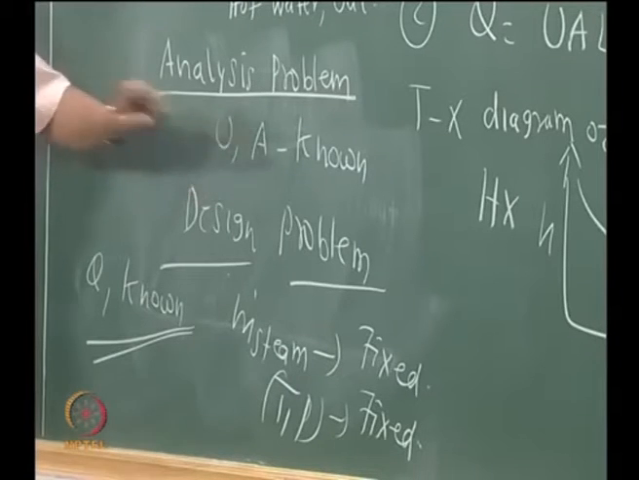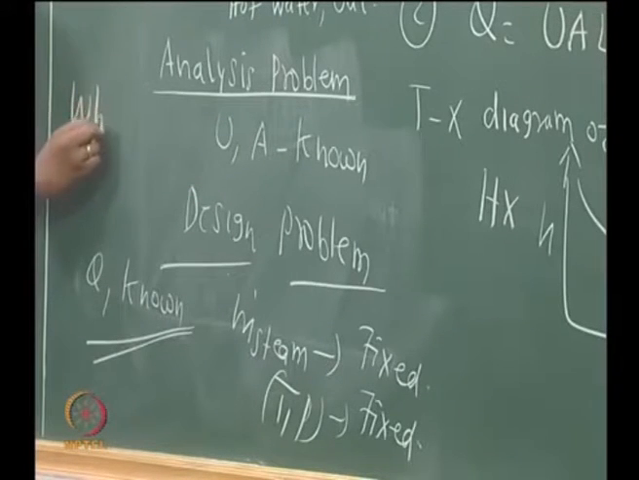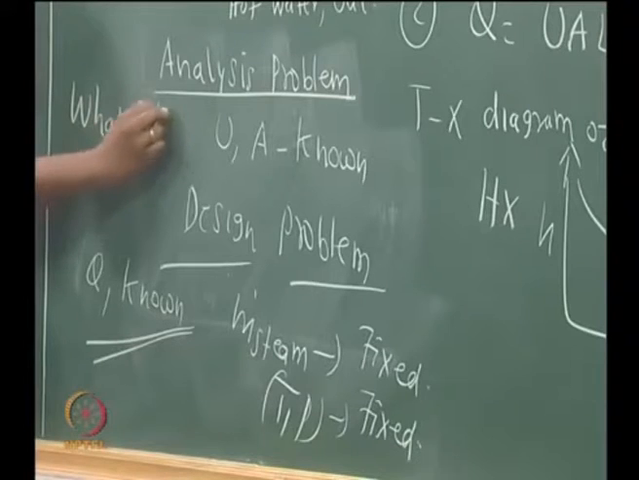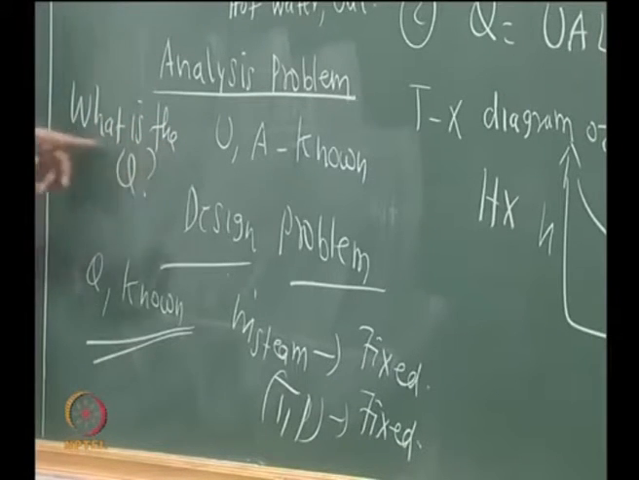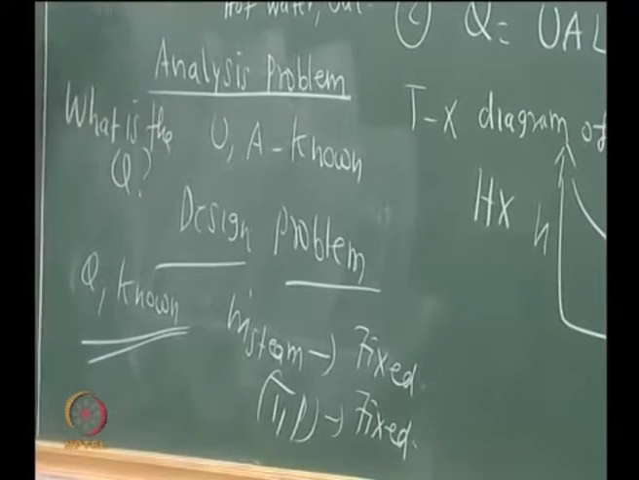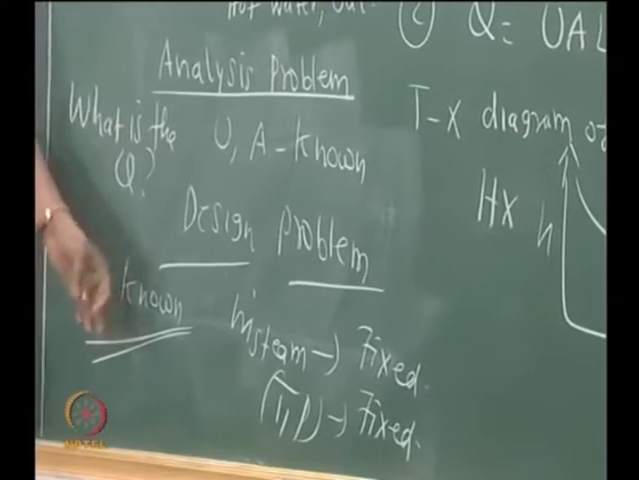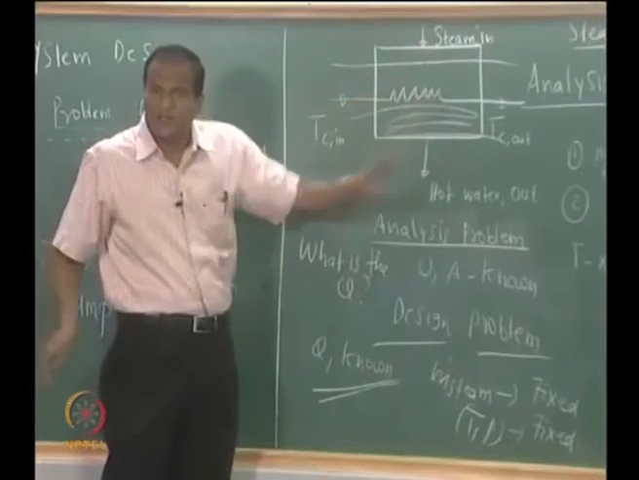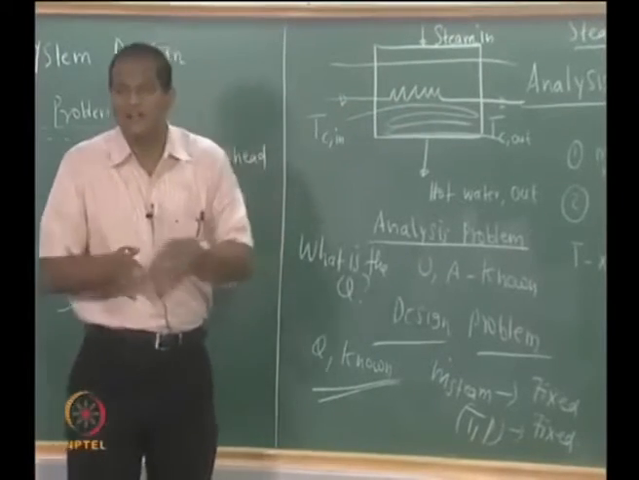For a given U and A, what is Q is the analysis problem. The Q is not known a priori in the analysis problem. The Q is known to begin with in the design problem. So a simple problem like this, we can branch out into design and analysis.